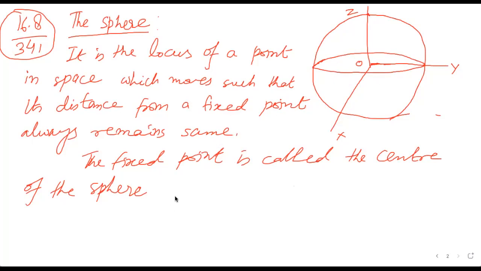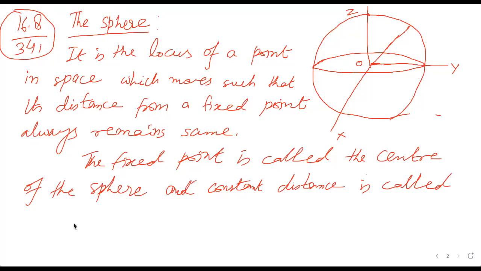So the fixed point is the center of the sphere, and this distance, the fixed distance I move at, a constant distance, is called the radius. This is called the radius. It's called the radius of the sphere. Okay.